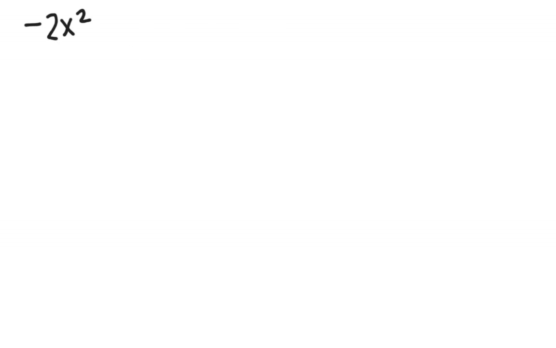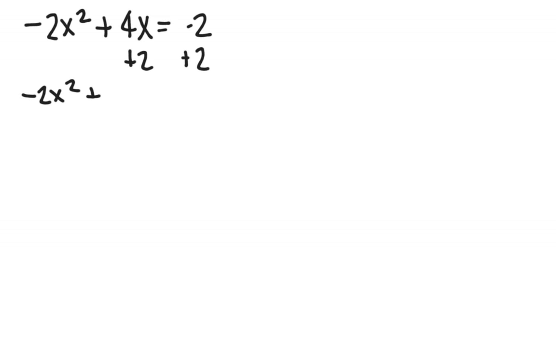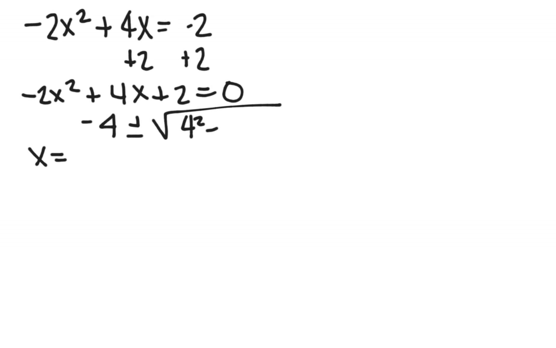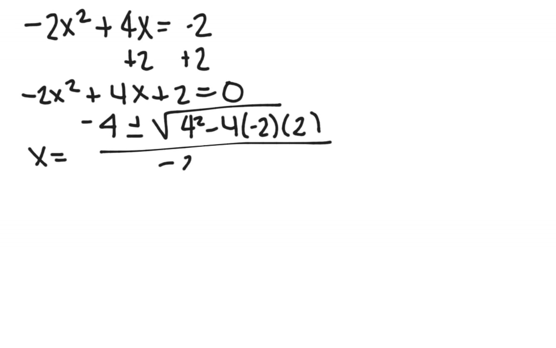Negative 2x squared plus 4x equals negative 2. Not equal to 0. Now, I have a choice here. I can actually go ahead and just take the 2 over, which is actually the simpler form. My answer looks a little complicated when I do that, but we can do that. Negative 2x squared plus 4x plus 2 equal to 0. So negative b this time is negative 4 plus or minus square root of 4 squared minus 4 times a negative 2 times a positive 2, divided by 2 times the negative 2.